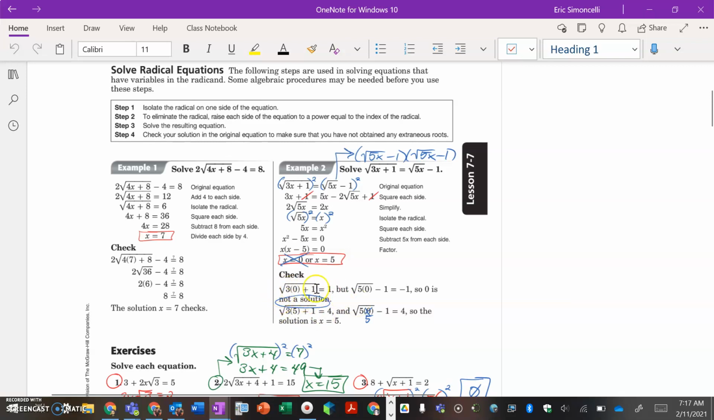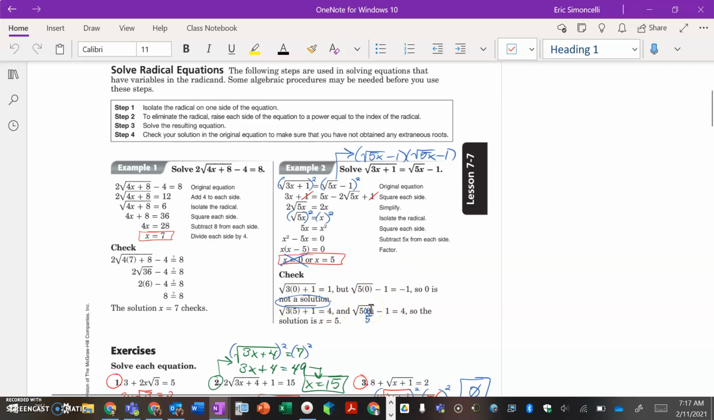Watch, if you plug in 0, the square root of 3 times 0, that's 0. Plus 1, of course, is 1. Great. But what if you plugged it into the right side of the equation? The square root of 5 times 0, again 0, but minus 1 is negative 1, not positive 1. Because these two numbers are not the same, 0 is not a solution.